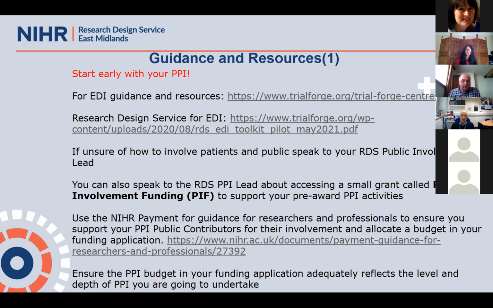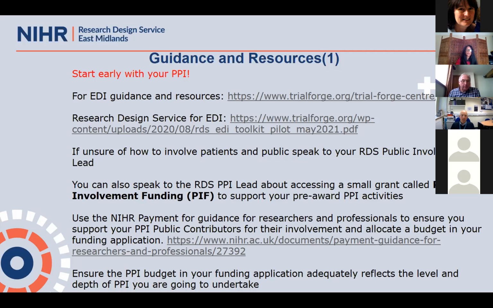You can also speak to your RDS PPI lead about accessing a small grant called PIF, Public Involvement Funding, to support your pre-award PPI activities. And they can support you on recruitment strategies for your PPI and all different aspects of your pre-award PPI activities. When you're costing up your PPI, use the NIHR payment guidance for researchers and professionals to ensure you support your PPI contributors for their involvement and allocate a budget in your funding application.